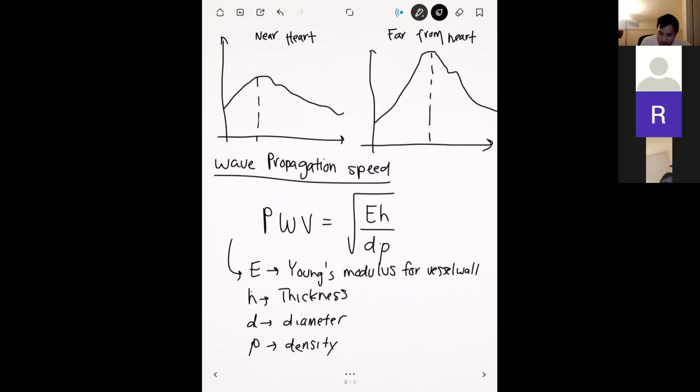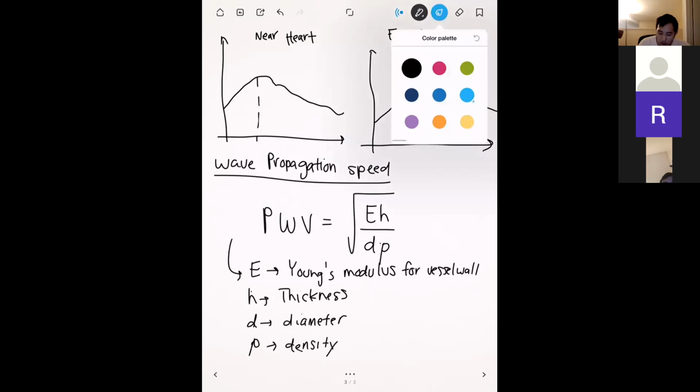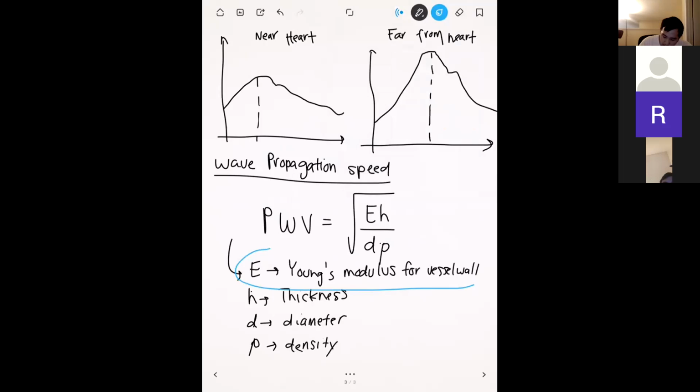Okay. And so a lot of these are important, but what I want to focus on particularly is the Young's modulus. Okay. Right. And so the fact that Young's modulus is in the numerator for this expression tells you that the stiffer your blood vessels are, the faster the wave propagation speed is. Okay.